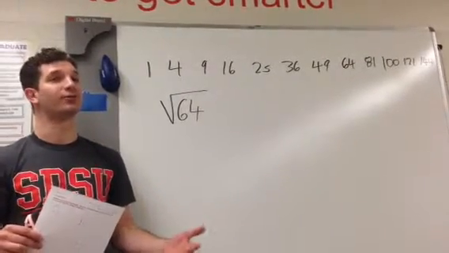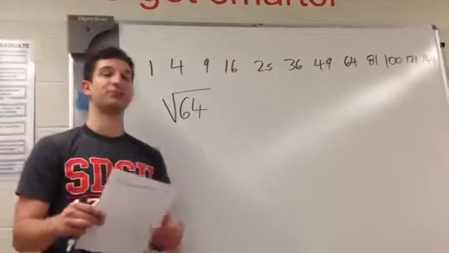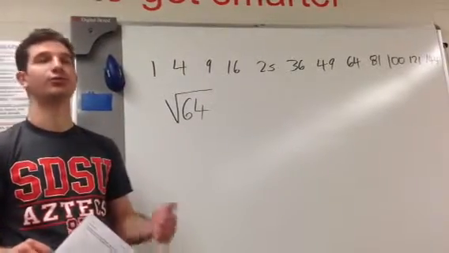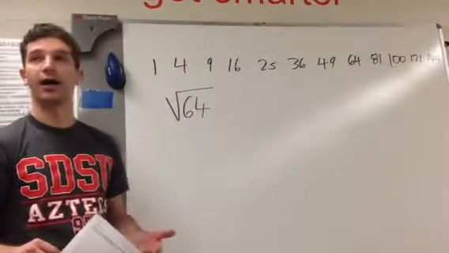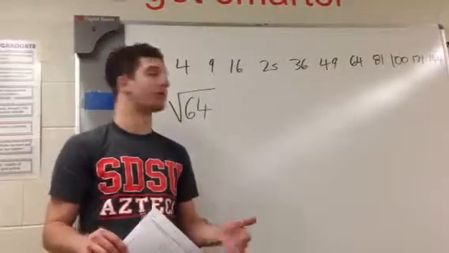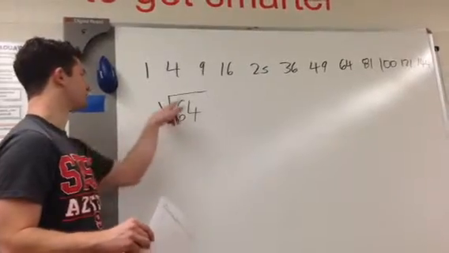Now, what is a radical? A radical essentially is an expression that has a root. It could be a square root. It can be a cube root. Our cue that it is a root is we'll have this radical symbol.